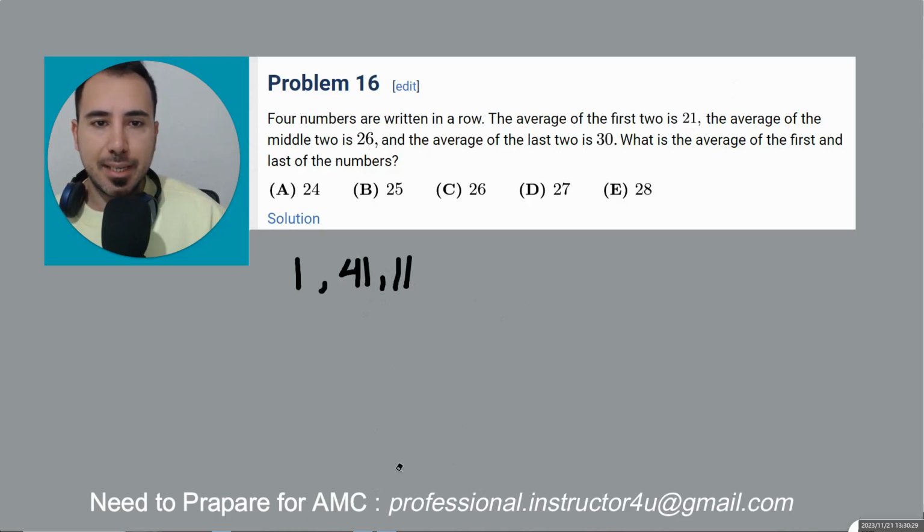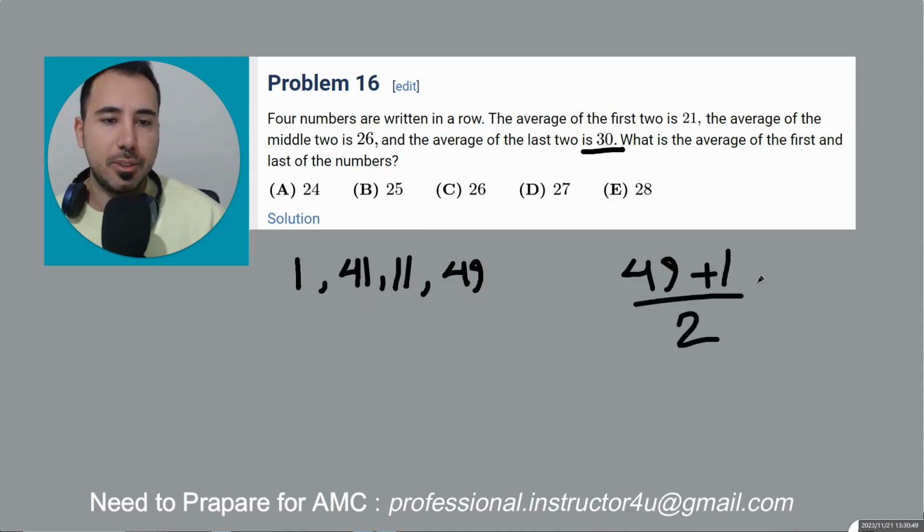And the average of the last 2 numbers is 30. Okay. Good. So it's going to be 60 minus 11. I'm going to go 49. Right? So what is the average of the first and the last number? 49 plus 1 divided by 2. How easy is that, right? It's going to be 25.